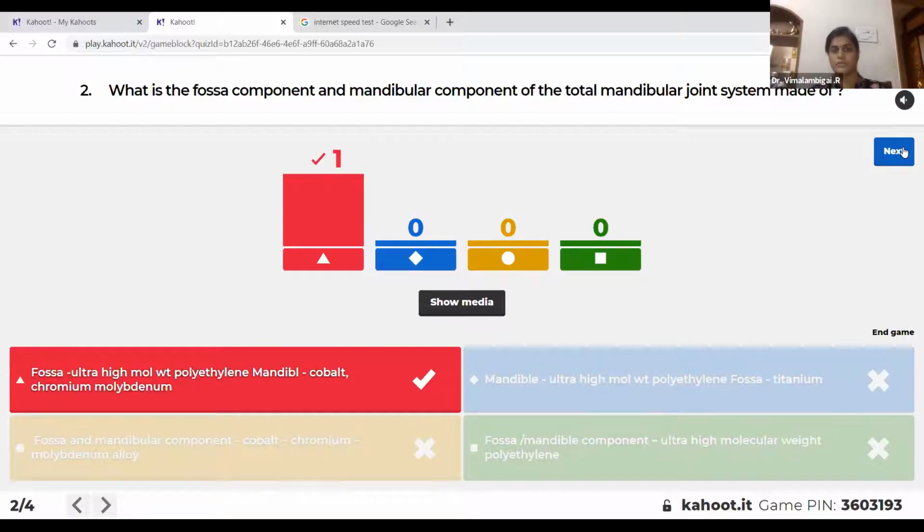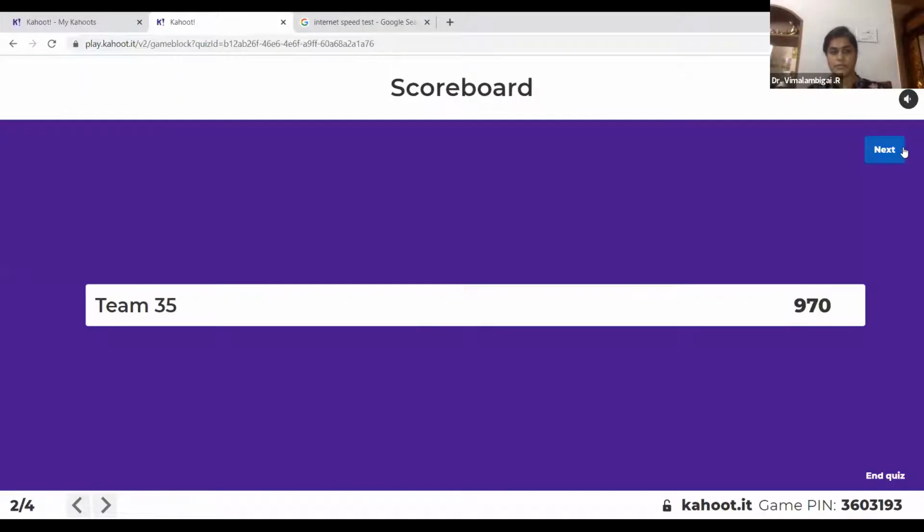For the patient that I showed you who had an osteochondroma, we resected the tumor, and in order to reconstruct the joint, we did a total joint replacement. That's what you're seeing in the picture. Next question.